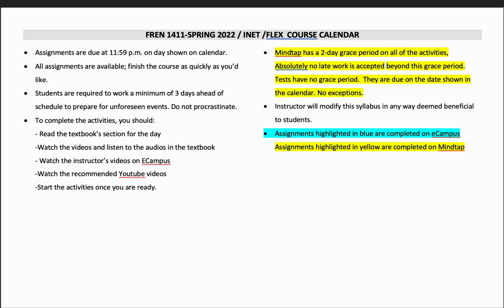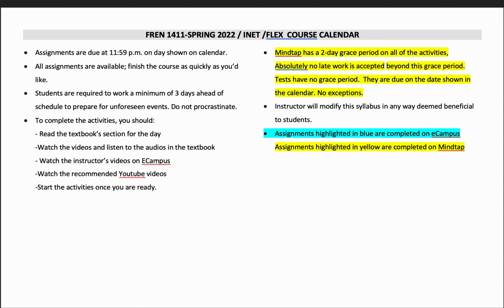To complete these activities, this is my suggestion for you. You should read the textbook section for the day. Then you need to watch the videos on your textbook. You need to listen to the audios that are included in the assigned reading. Then you need to watch the videos that I have created for you on eCampus. And on my next video, I will go over our eCampus shell. And finally, I have also some recommended YouTube videos that can help you.